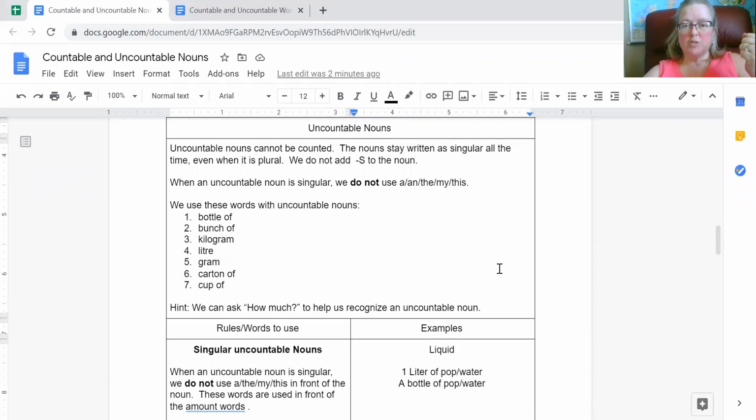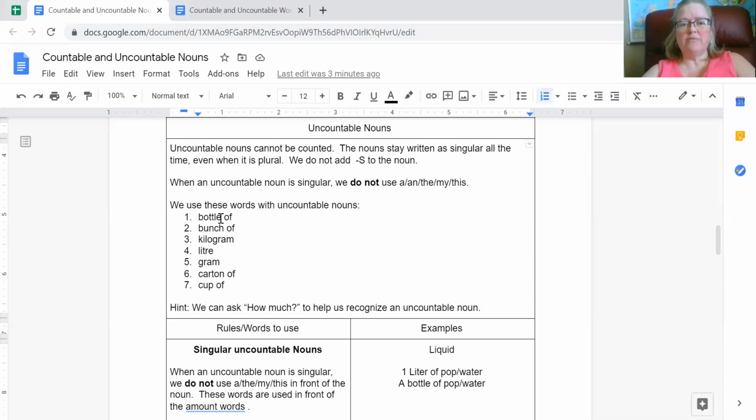Let's look at uncountable nouns. Uncountable nouns cannot be chosen one by one by one to be counted. We cannot add the S or ES to make it plural. We do not use a or an or the to indicate it is countable. It is not part of the rule. If we want to know if a noun is uncountable, we would ask how much.